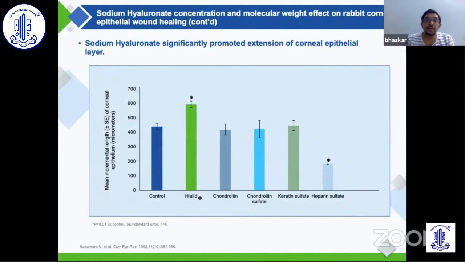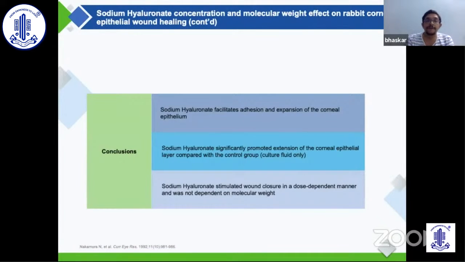So when you look at sodium hyaluronate concentration and molecular effect versus the other molecules, in terms of chondroitin sulfate, chondroitin, keratan sulfate, the sodium hyaluronate significantly affected the epithelial wound healing as compared to the other molecules. So just to conclude it again, sodium hyaluronate facilitated adhesion and expansion of the epithelium, significantly promoted extension of the epithelial layer as compared to a control group, and helped stimulate wound closure in a dose-dependent manner.